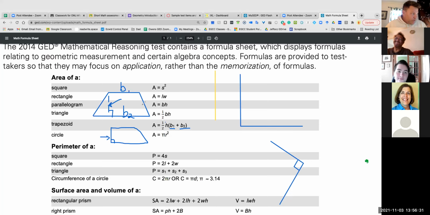So height would be that one. And it doesn't matter which one's base 1 and base 2, because you're just going to add them together and then multiply it by the height and then cut them in half. That's its own little weirdo. But other than that, we just covered all this. We didn't do circle.